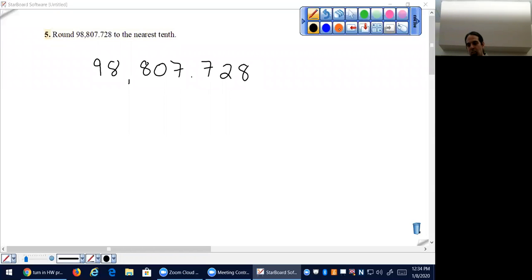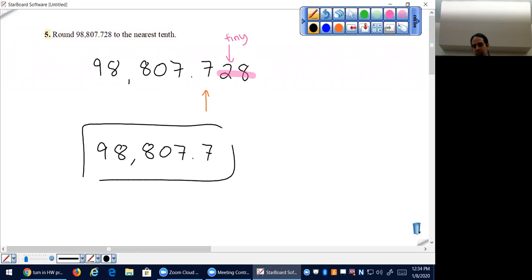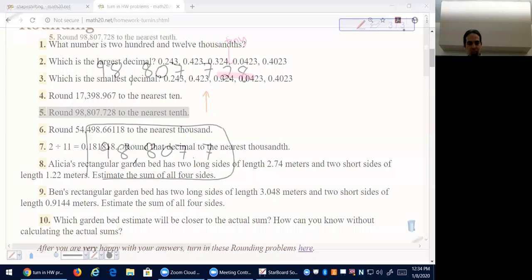Okay, round to the nearest 10th. Which of these 7s am I rounding to? The 10th is the decimal place one. So I'm going to get rid of that. Does the 2 make me do anything? No, that's tiny. So we're done. Do you have that as an answer in there? Do I have 9, 8? I don't know. 9, 8, 807.